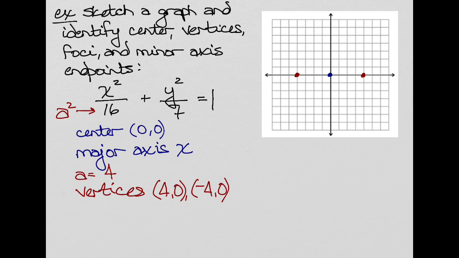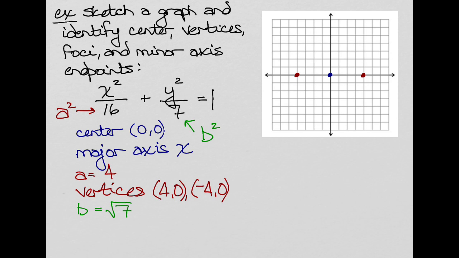The number with the other term, here the y term, is b squared. If b squared is 7, then b is the square root of 7. Don't think too hard about this. 2 squared is 4, 3 squared is 9. The square root of 7 is somewhere in between 2 and 3, and that's sufficient. You don't have to be more exact than that.